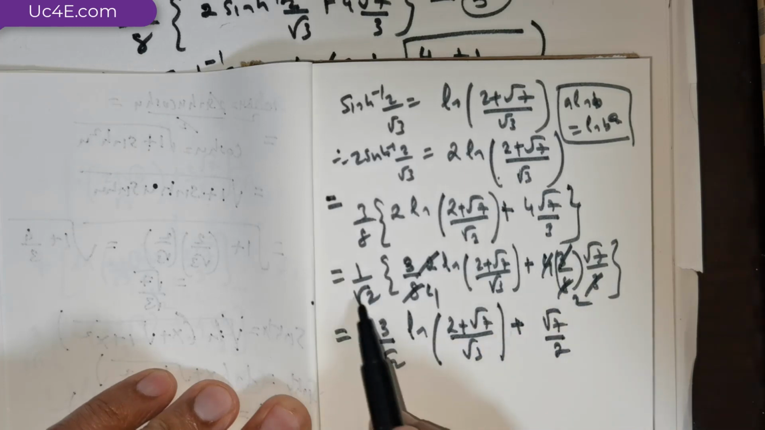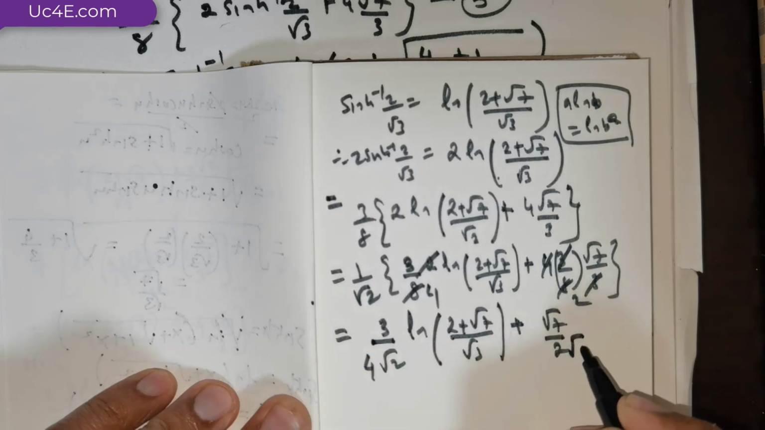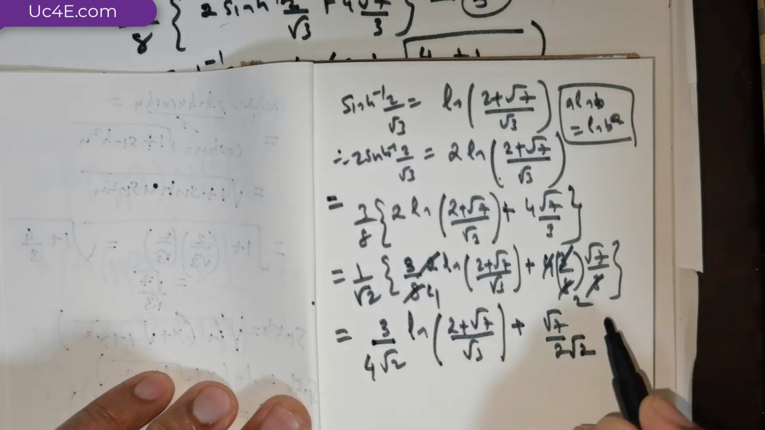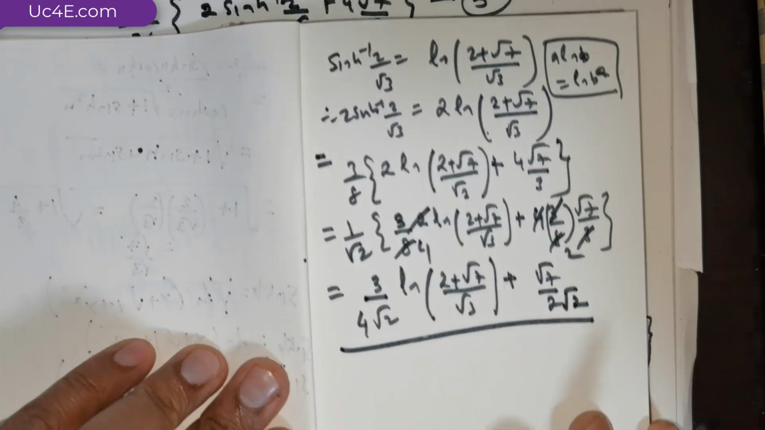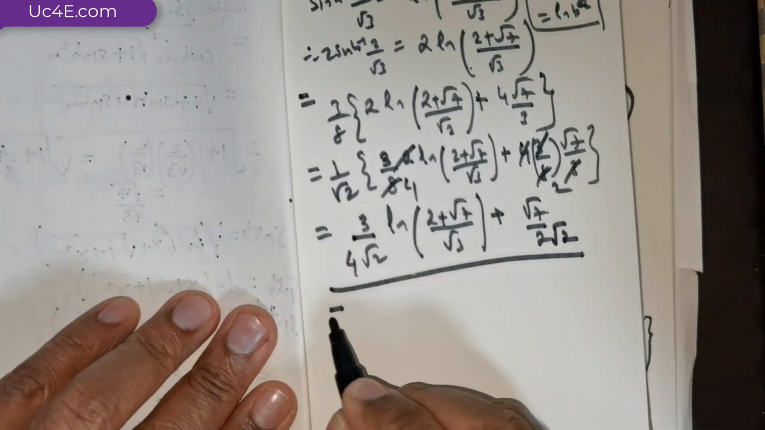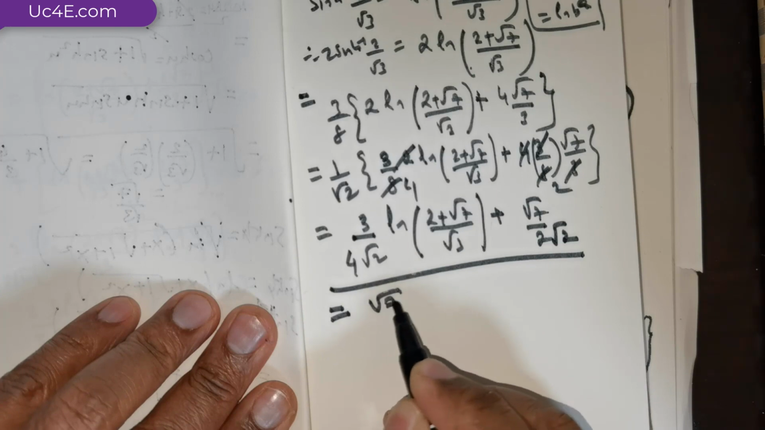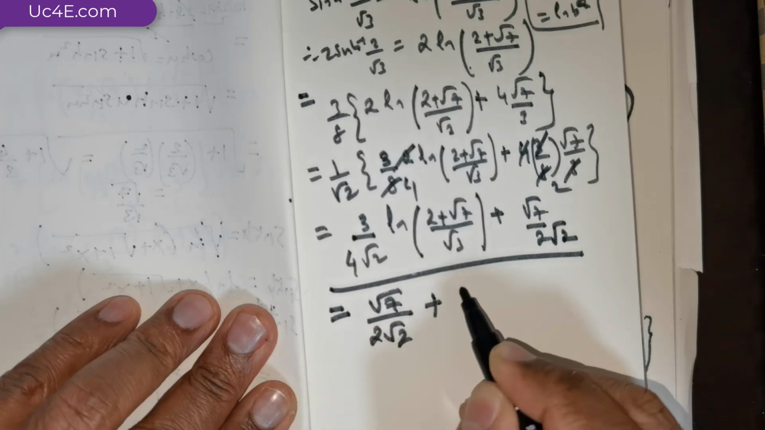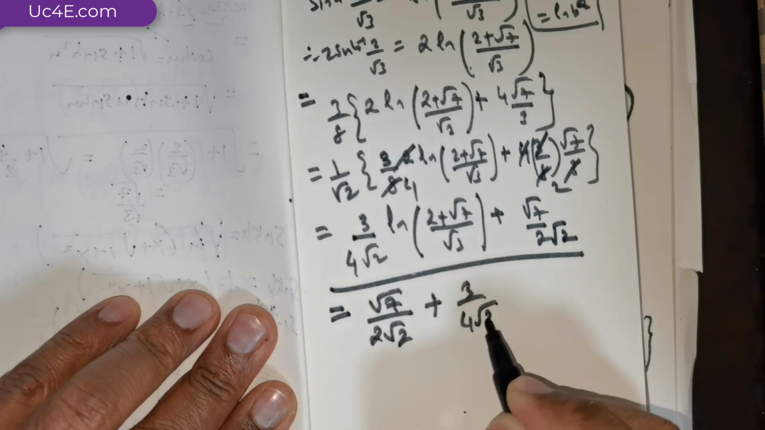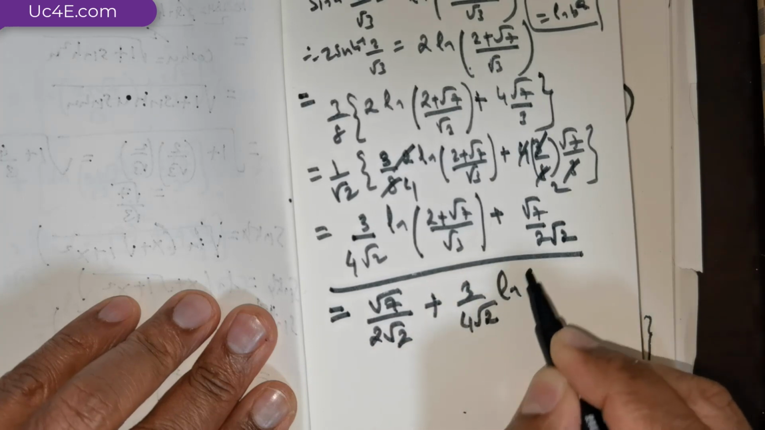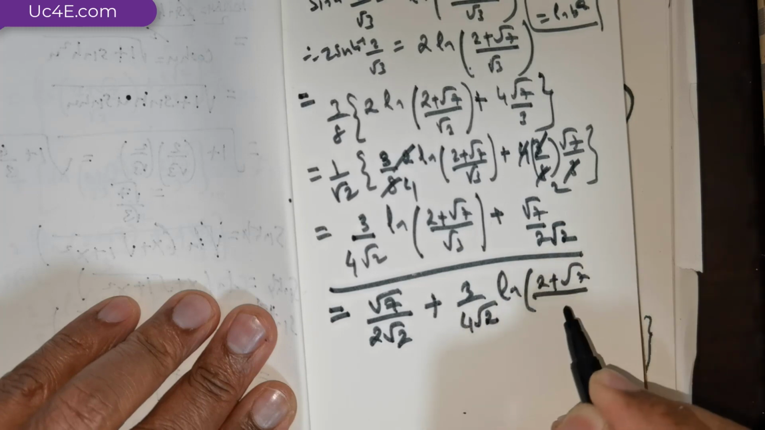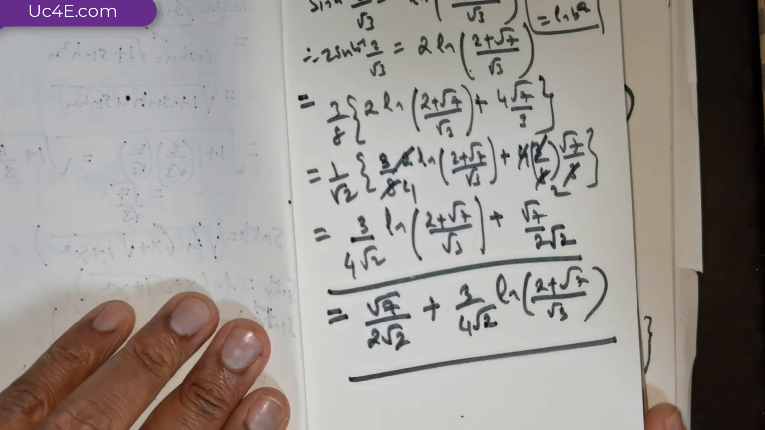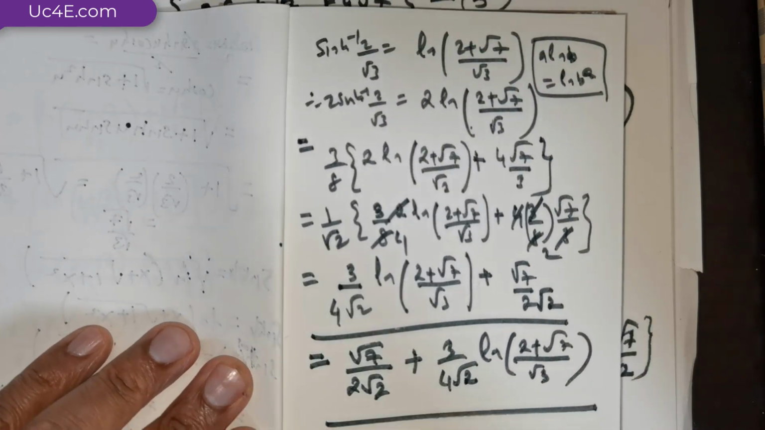And this 1 over root 2 comes inside, so this is going to be root of 7 over 2 times root 2. So this will be the solution. In fact, if you want, you can rewrite the solution in this fashion: root of 7 over 2 times root 2 plus 3 over 4 times root 2 times ln of 2 plus root 7 divided by root of 3. So that's a good place for us to stop.